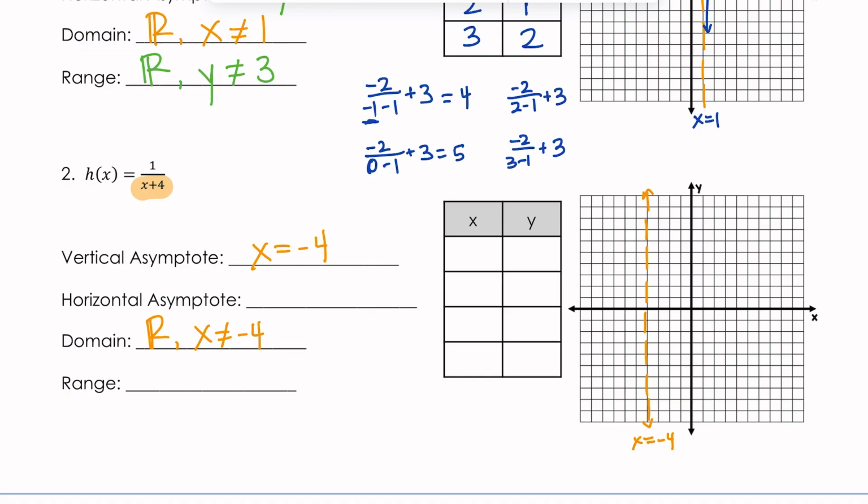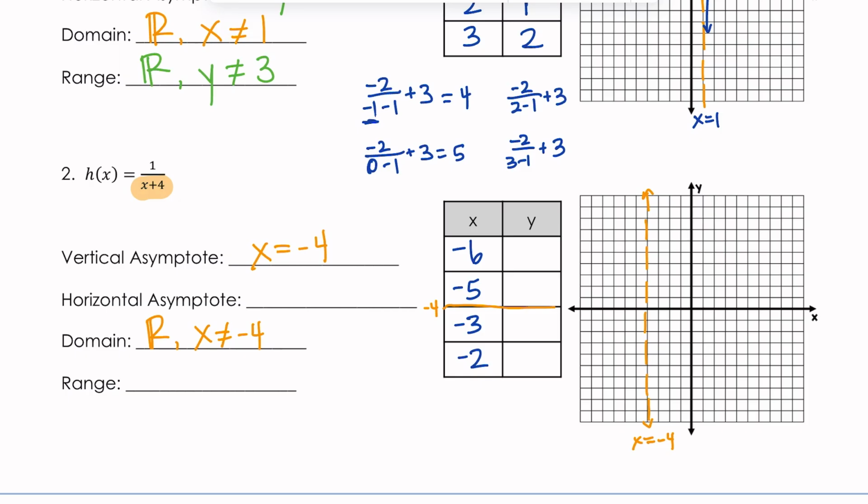And then that -4 is also that mid value on our graph, on our plotted points. We're going to choose points to the left and to the right of that value. So if -4 is our line, to the left I can go -5 and -6, and to the right I can go -3 and -2.